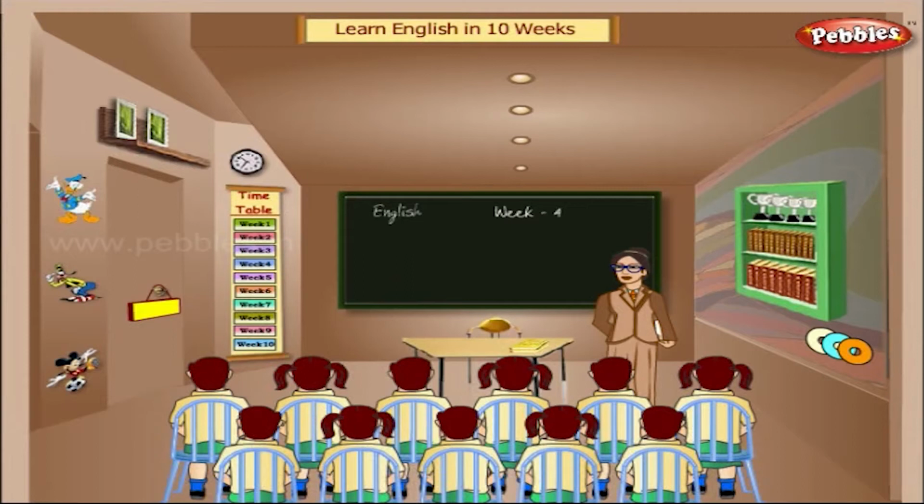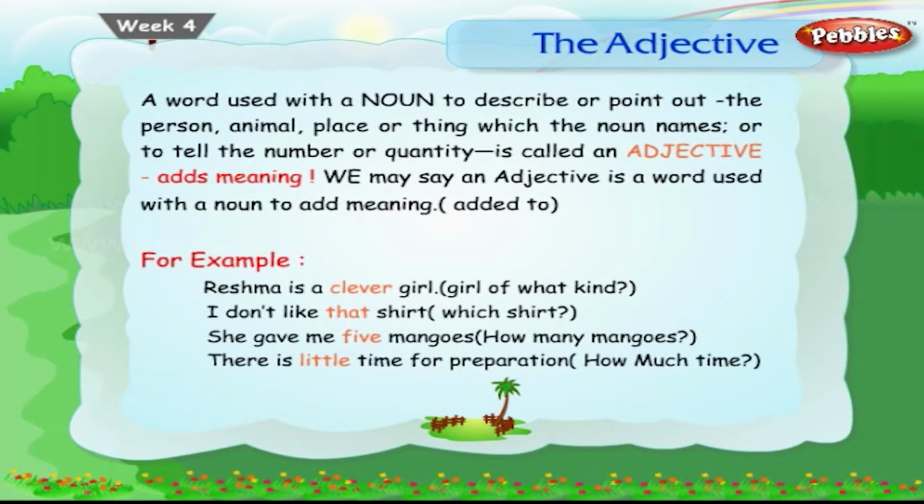Week 4, Adjectives. Having learnt about nouns and their characteristics, we shall now go on to look at adjectives, which go along with nouns to add more meaning. A word used with a noun to describe or point out the person, the animal, the place or thing which the noun names, or to tell the number or quantity is called an adjective.